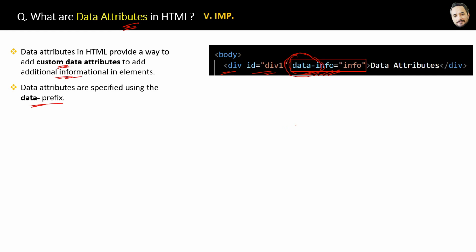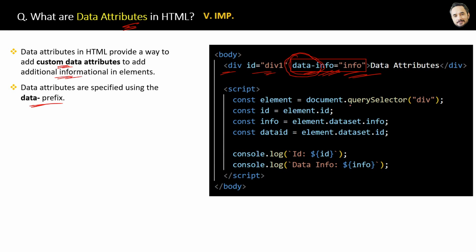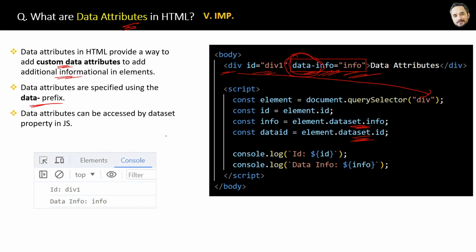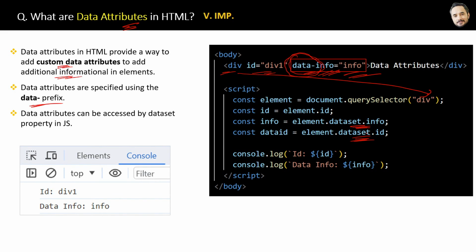Now the question is, how do we access these data attributes in JavaScript? That is not part of this course because JavaScript is slightly different, but let me show you. For normal elements, you can see we can access normal attributes like ID directly, right? But data attributes can be accessed by the dataset property in JS. And that is the third point also. For this code, this will be the output on the console. And see, the data-info attribute value has been accessed successfully. So that is the answer to this question.